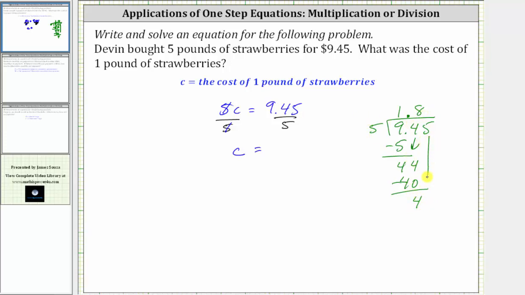And then we bring down the next digit, which is the 5, and determine how many 5's are in 45, which is exactly 9. 9 times 5 is 45. We subtract, the difference is 0, and therefore the quotient is 1.89, and therefore C equals 1.89, which means the cost of 1 pound of strawberries is $1.89.